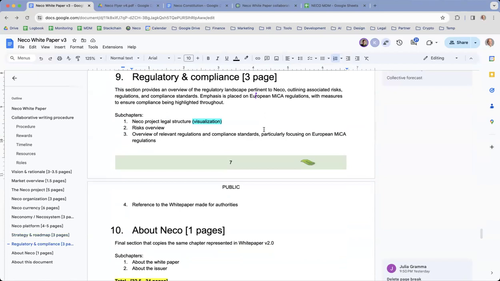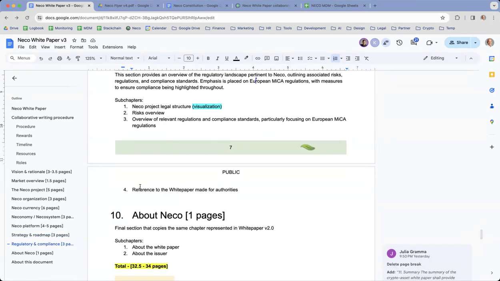Good. Yeah, and then coming to the end, regulatory and compliance. Here we will talk about the regulatory part, the MiCA regulation, which is the main regulation that applies to us when it comes to the crypto license. We'll talk about the legal structure, about the various parts of the organization and where they will be incorporated. We'll give a bit of an overview about the risks and other relevant regulations. This is important because it will be very useful to the authorities when we submit for the crypto license.